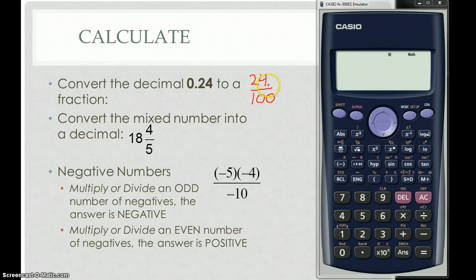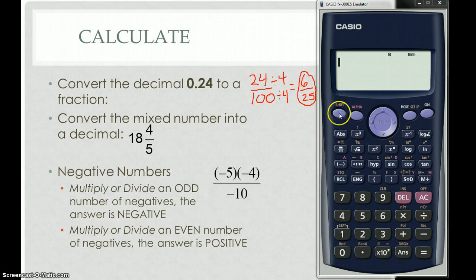So 4 goes into 24 evenly, so I would divide the top by 4, and I would divide the bottom by 4. And then when I do that, 24 divided by 4 is 6, and 100 divided by 4 is 25. That is the decimal, 0.24, converted to a fraction and put in lowest terms.